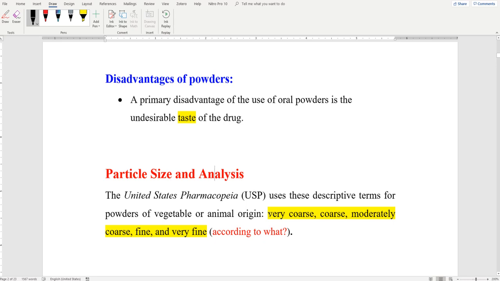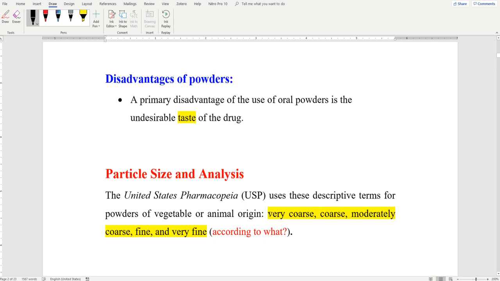Now, in the United States Pharmacopoeia, they classify powders according to size to very coarse, meaning very rough, very coarse, coarse, moderately coarse, fine, and very fine. So here we are talking about 5 classifications of powders. Now, what is the method of analysis they used to classify the powder? Did they use a microscope, for example, to look at the size and classify the powders to 5 classes? Did they use any other method? No. These classifications are only based on sieve analysis.